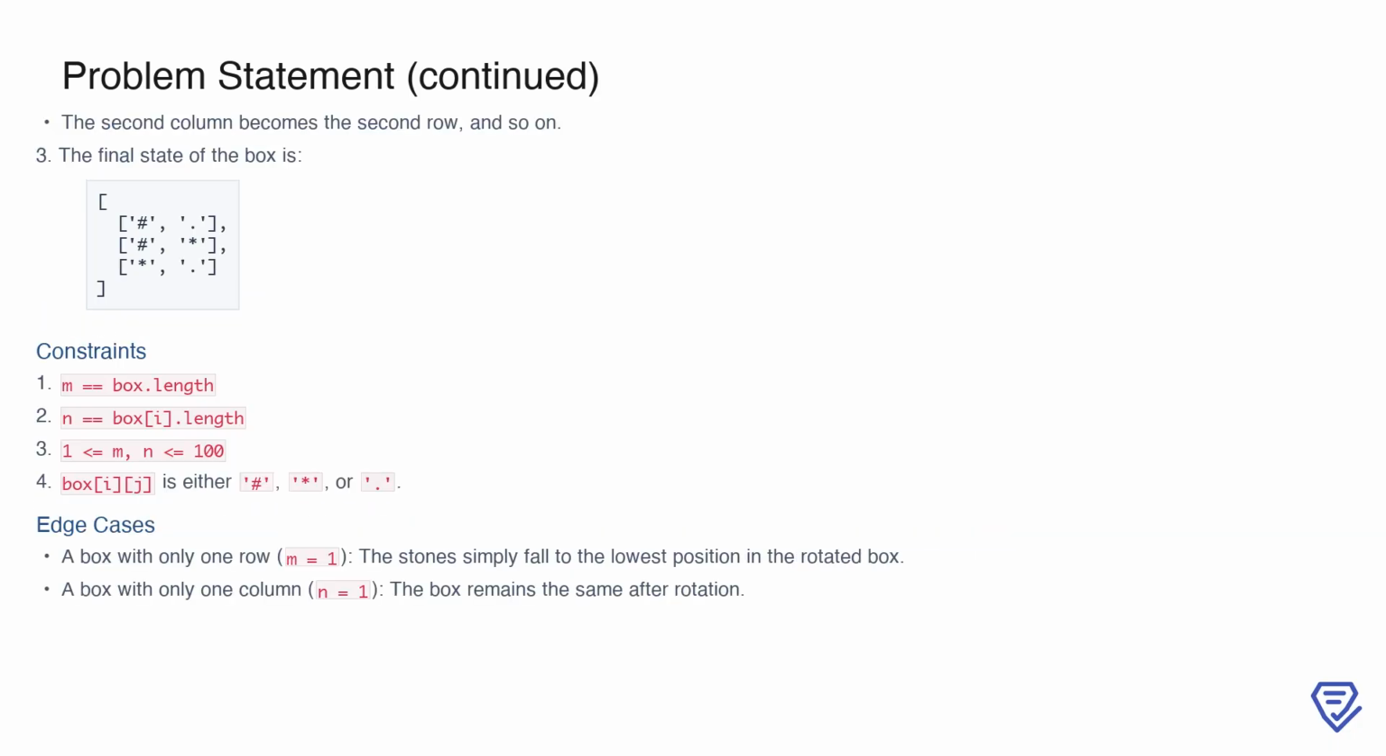In this case, after the rotation, the stones in the first column fall downward to the lowest positions in the first row. Similarly, in the second column, the stones fall downward, but they are stopped by the obstacles. Obstacles remain fixed in their positions and block the movement of stones. The third column, which only contains an empty space, simply rotates into the new grid. This process results in the final state of the box: hashtag, dot, hashtag, asterisk, asterisk, dot.